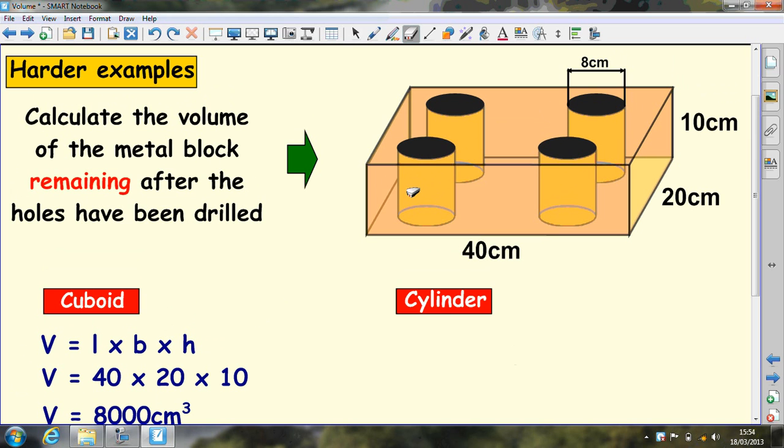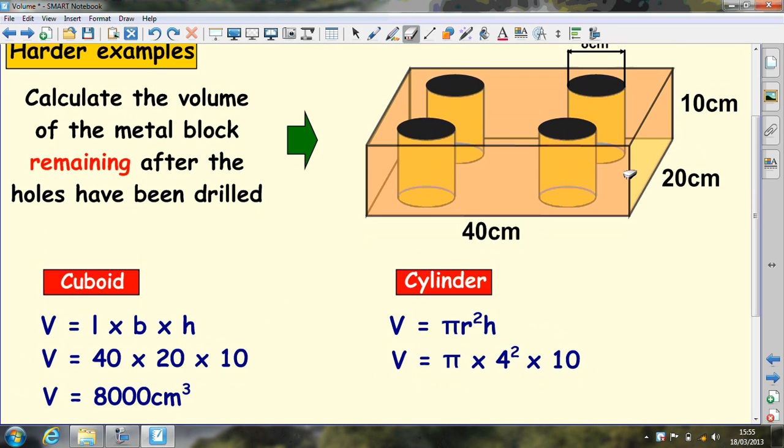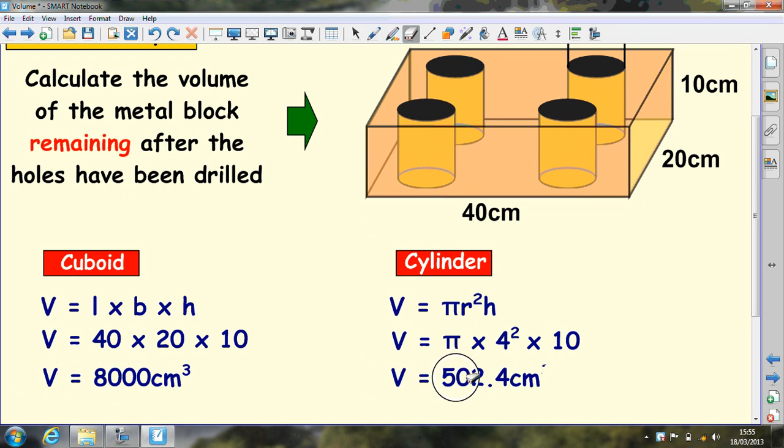For the cylinder, we go to our formula sheet, and you would see it's pi r squared h, which is 3.14 times the radius. The radius is not 8 here. The radius is half of that, which is 4. So 4 squared times the height, which is 10. The height is the same as the height of the cuboid. And if you put all that into a calculator, you get 502.4 centimetres cubed.